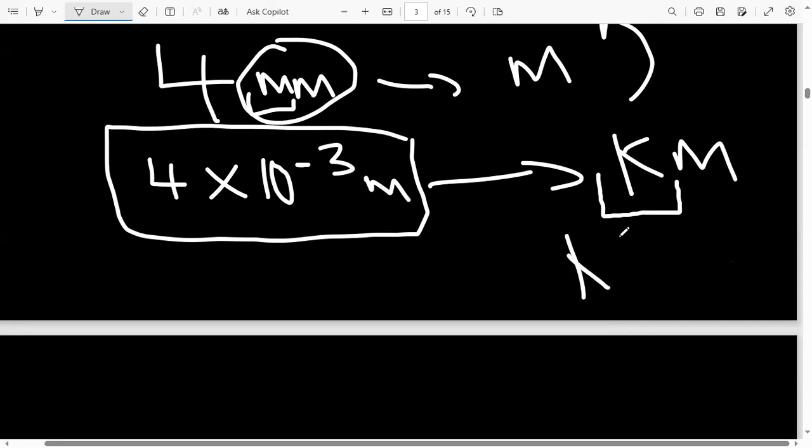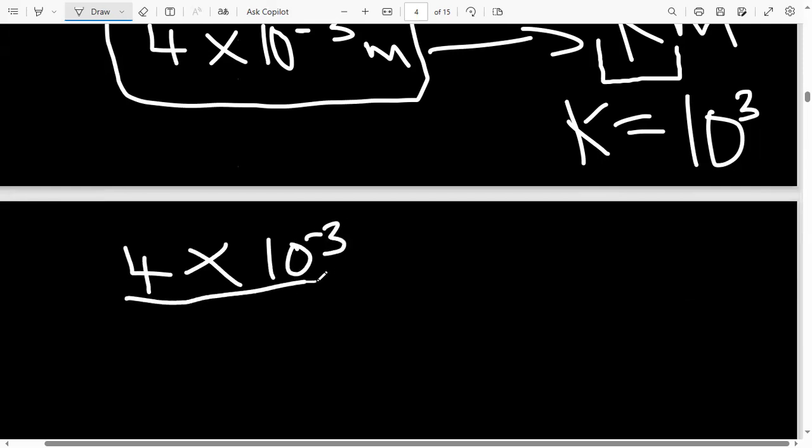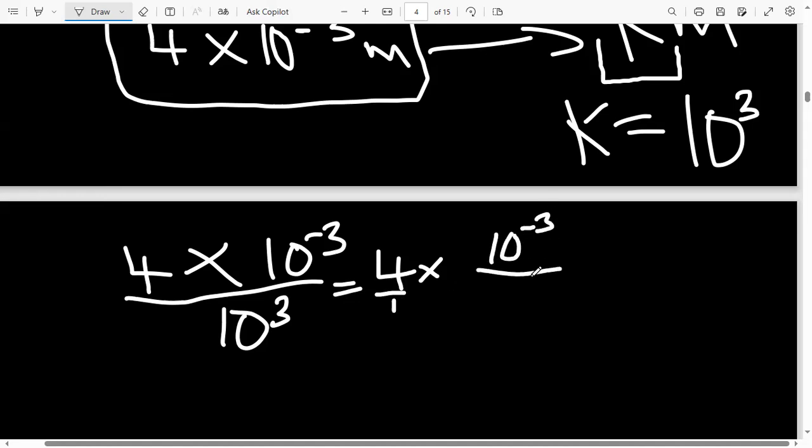So we know that kilo is just 10 to the power what? 3. So kilo is just 10 to the power 3. So I'm dividing what I have in SI units by my prefix there. So I'm going to say this will be 4 multiplied by 10 to the power minus 3. Then I'm dividing all this by 10 to the power 3. So this will be equal to 4, I can isolate this 4, so I'll just leave it as 4 over 1. And then here I have 10 to the power minus 3 divided by 10 to the power 3, and this will be my kilometers.